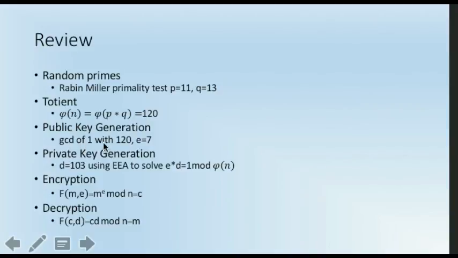Our public key is generated as the GCD of E and our totient equal to 1. Our private key is generated using the extended Euclidean algorithm and inverses, where we use modular multiplication and this fundamental RSA equation. The encryption function is m to the e mod n equals c, where given some message and some public key e, we can generate a ciphertext. And then for decryption, given the ciphertext and some private key d, we can retrieve our original message.